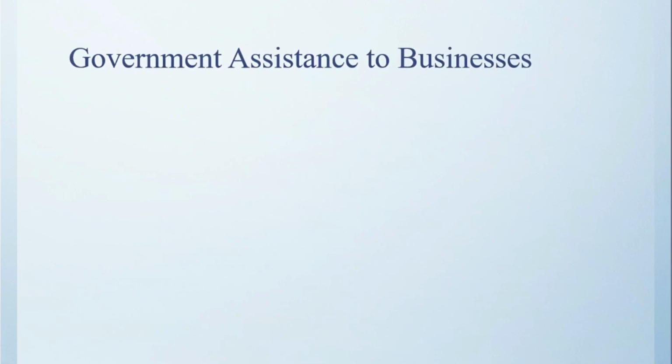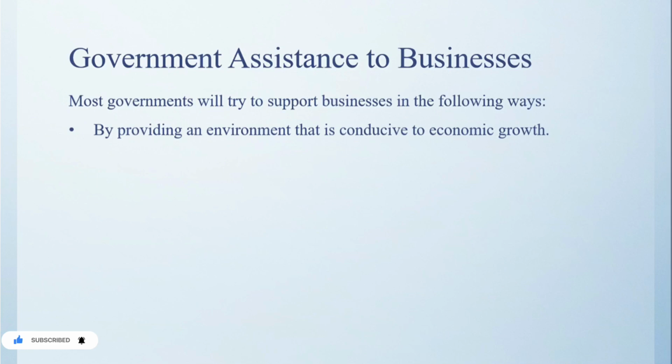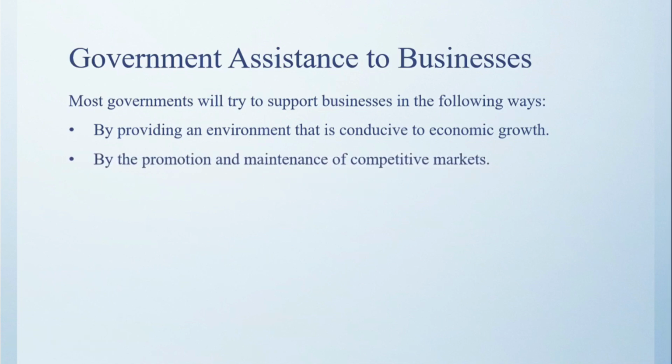right? Now how can the government assist businesses, right? So many governments will try to support businesses in the following ways: by providing an environment that is conducive to economic growth. So government can sometimes provide a good climate for investments, right? They can lower the interest rates, for example, and that will boost investment, because what that means is that more people will be borrowing money to start businesses because they know that the interest rate is lower, right? And so that's one way that they can provide a conducive economic climate that will stimulate economic growth and business growth. By the promotion and maintenance of competitive markets, right?